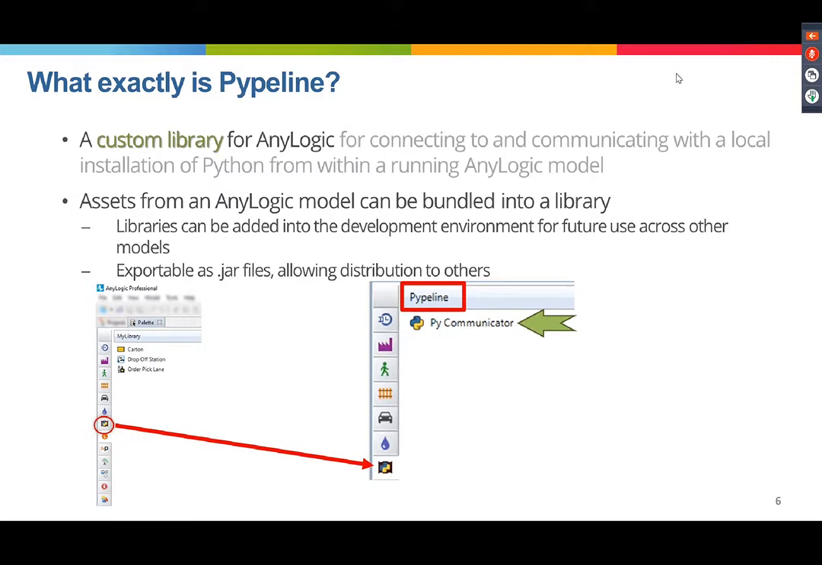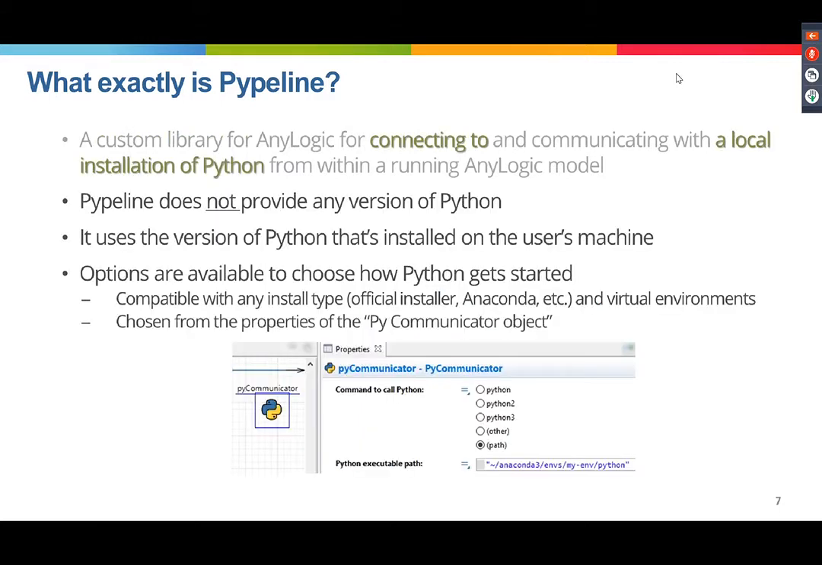In the properties of the communicator object, you need to choose the option for how to call your desired version of Python. So this could be either the command you would use if you were in a shell environment, or it could be a directory path that points to the Python executable. I'll also mention that this was an intentional decision. While it makes the setup slightly more system-dependent, it means that Pypeline is compatible with any Python from the default installer, or a few environments, all of these can be accessed from using Pypeline.